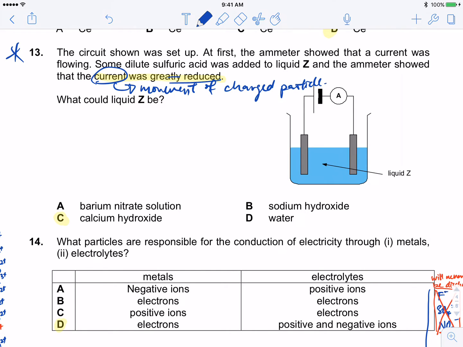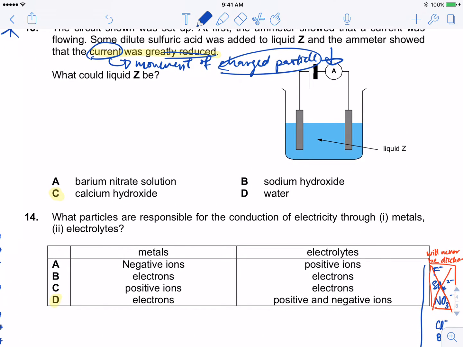So when current is greatly reduced, it means that your charged particles have decreased. Okay, there are fewer charged particles moving around. So why is that so? When you add H2SO4, it reduces the current. Now let's look at your answers one by one.